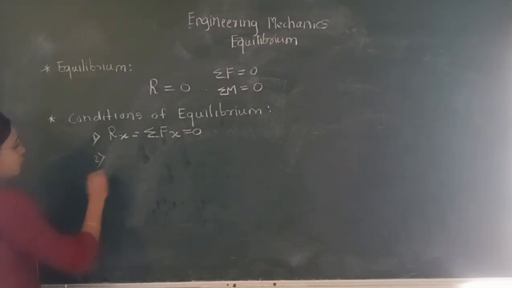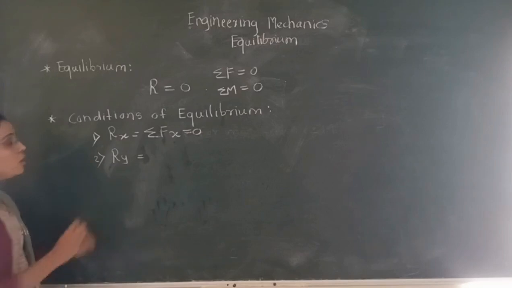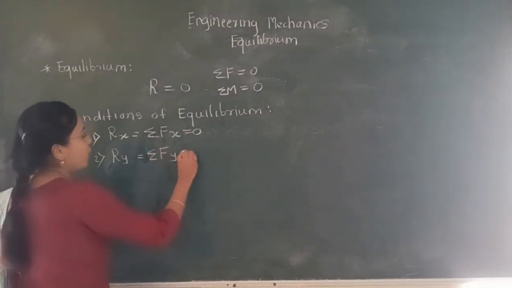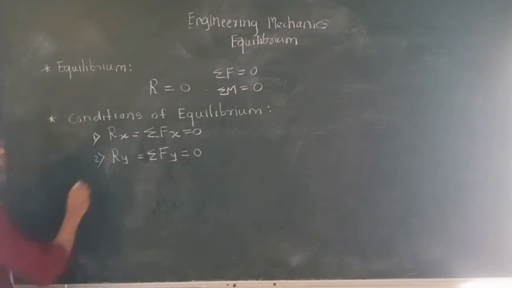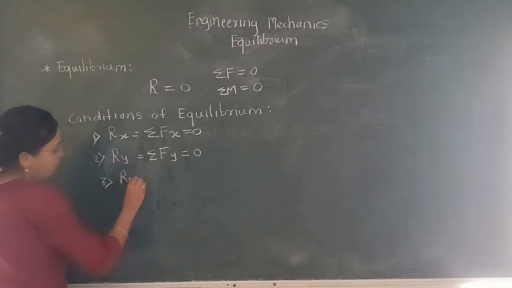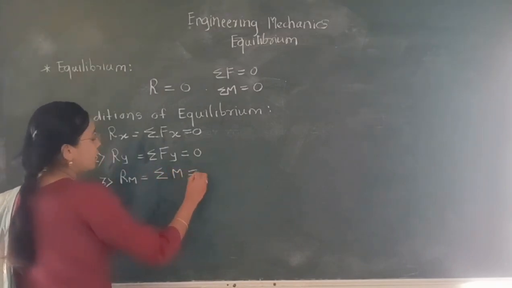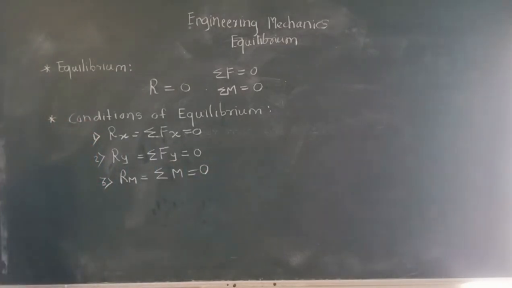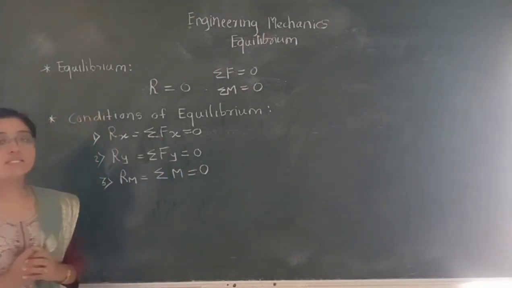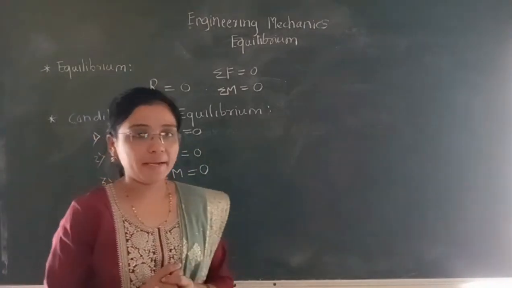The second condition of equilibrium is for the resultant of forces acting in the y direction. We can write it as addition of all forces acting in the y direction equal to 0. The third condition of equilibrium is the resultant of moment. We can write it as addition of all force moments acting on the body is equal to 0. So what is meant by summation Fx? This condition is nothing but all forces acting in the horizontal direction.